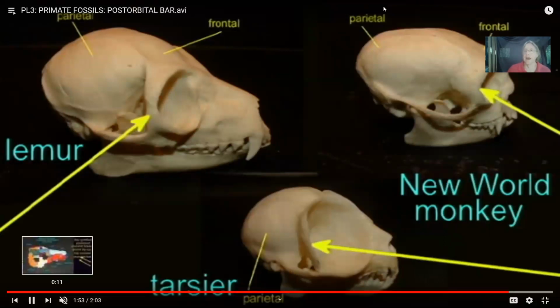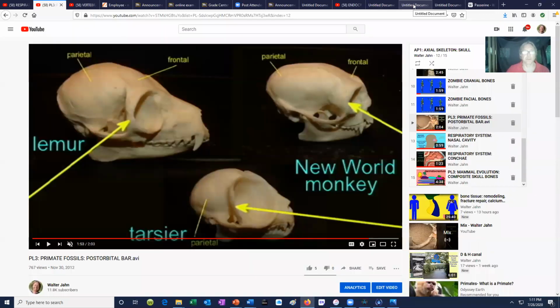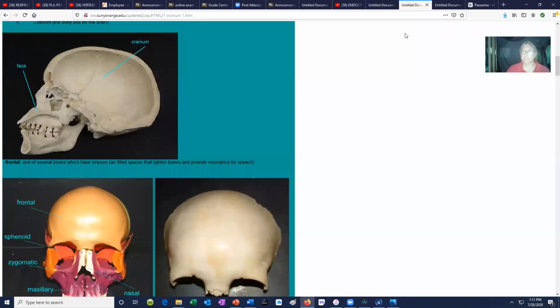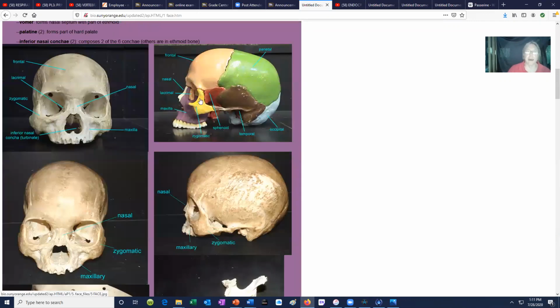Okay. And so just to then go to some pictures. So the bones of the face would include, once again, the zygomatic bone, this cheekbone. Notice that it makes up the lateral portion of the orbit and contacts the frontal bone, making that post-orbital bar.